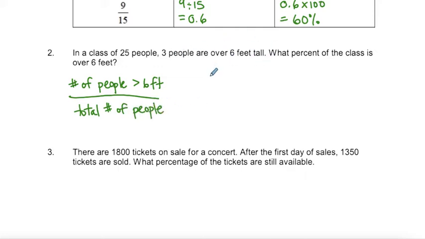So in my case, I have 3 people over 6 feet, and I had 25 people in total. In order to convert that into a percentage, I'm going to first turn it into a decimal number. So I'm going to take my 3 and divide that by 25. That gives me 0.12. And then I'm going to take that decimal number and multiply it by 100 to give me 12%. Because this is a word problem, I need a concluding statement.